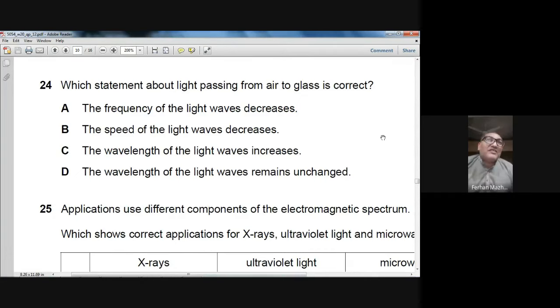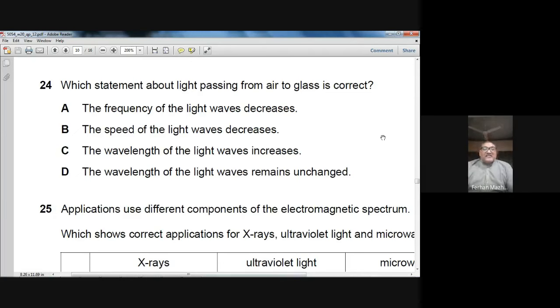Yes, that is possible. The light passing from air to glass: in air, the light has more speed. In the glass, its speed will decrease. That can be the option. The wavelength of the light wave increases. The light wavelength will only increase if the speed will increase. The wavelength of the light wave remains unchanged. That's not possible.